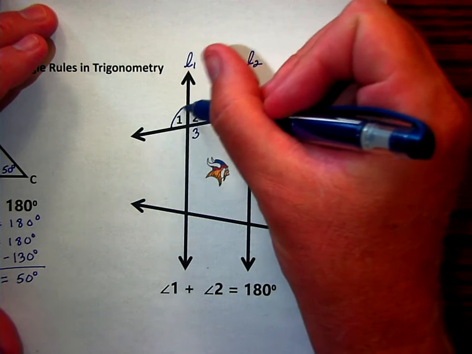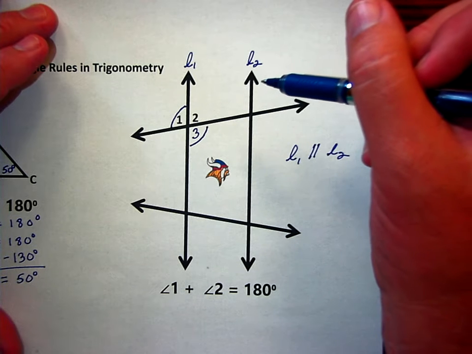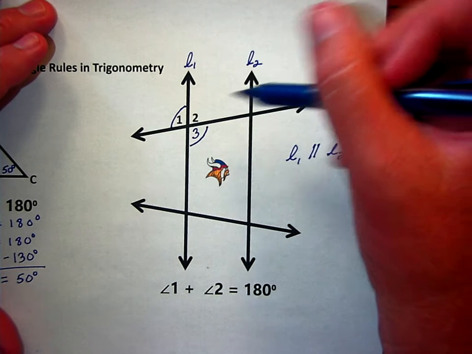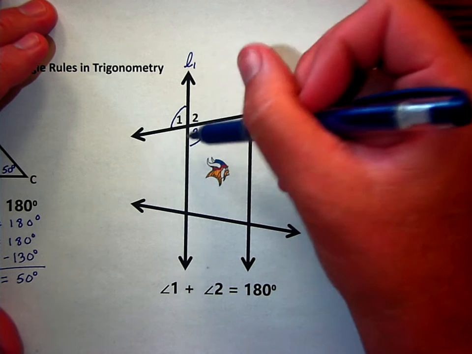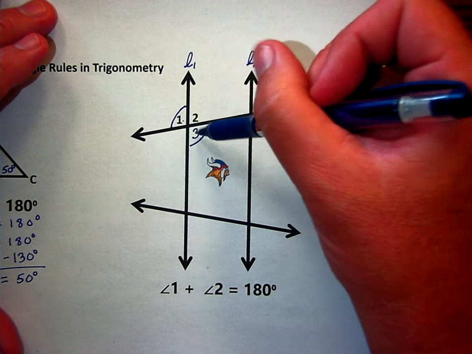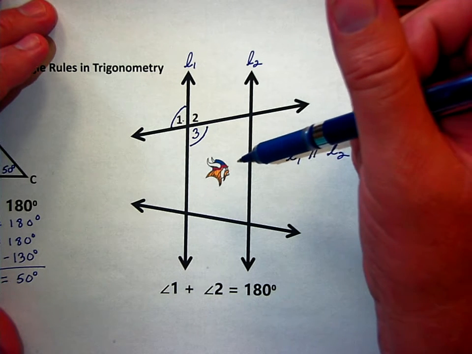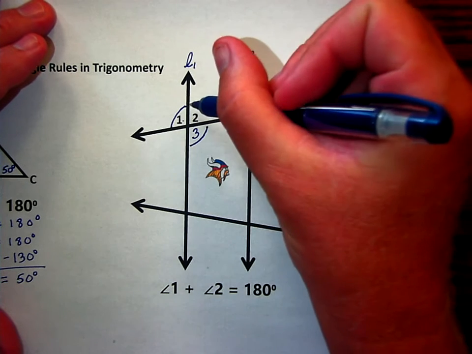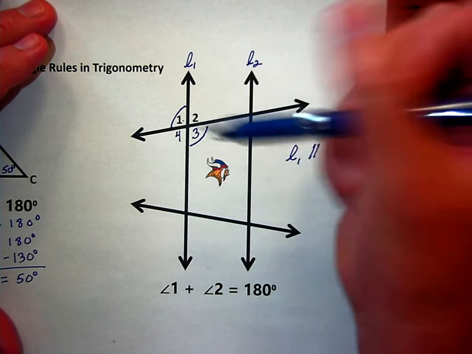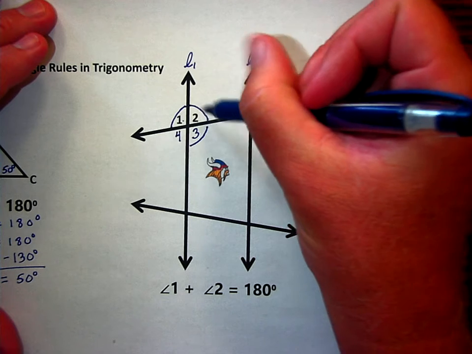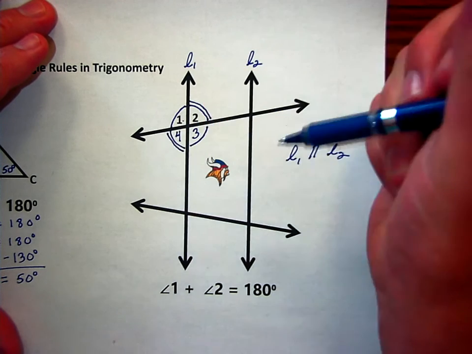Angle 1 and angle 3 are congruent because they are known as vertical angles. Anytime you have a cluster like this, an angle that's across from the other on the opposite side, these are called vertical angles and they are congruent. And the same thing is true with angle 2 and this angle here. Let's call this angle 4. So angle 2 and angle 4 are congruent.